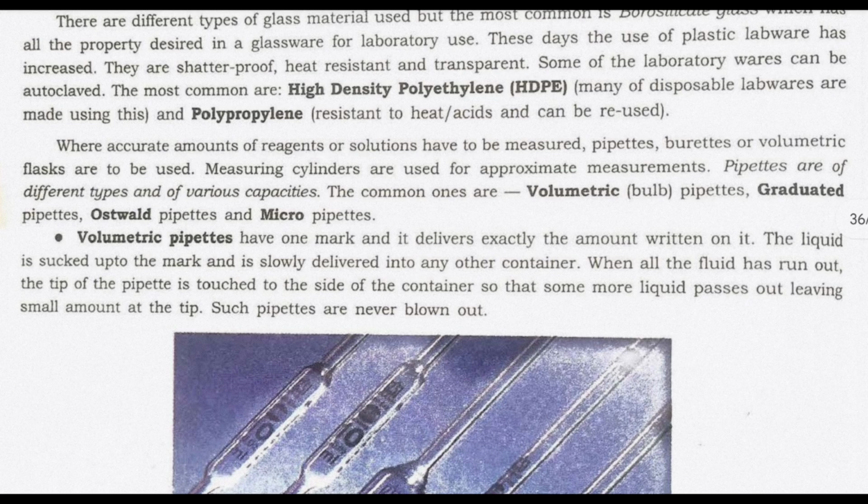Volumetric pipettes have one mark and deliver exactly the amount written on it. The liquid is sucked up to the mark and is slowly delivered into any other container. When all the fluid has run out, the tip of the pipette is touched to the side of the container so that some more liquid passes out, leaving a small amount at the tip. Such pipettes are never blown out.